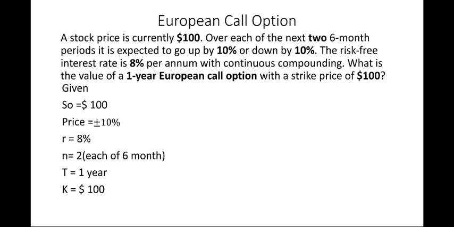So from the question, you can see the values given are S0 is $100, the price will be increasing by 10% or decreasing by 10%, the risk-free rate of interest is 8%, and N is 2, each of 6 months. Now what do we mean by the value 2, and where did we get this value from? As you can see in the question, it is given as two 6-month periods. Now what does it mean?